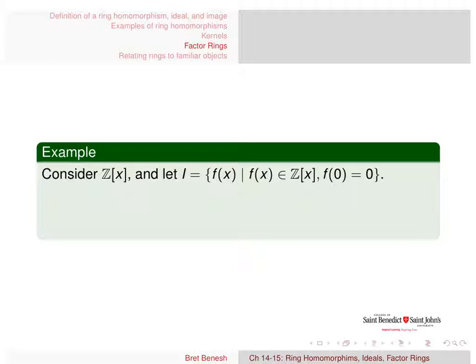All right, so here's another interesting example. Let's look at the polynomials with integer coefficients. And I'm going to let the ideal be the polynomials that have a 0 constant term. So x squared minus x is in I, but if I added 7 to it, then it's not in I.